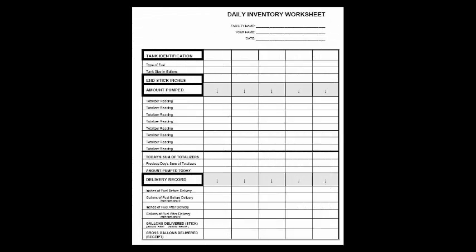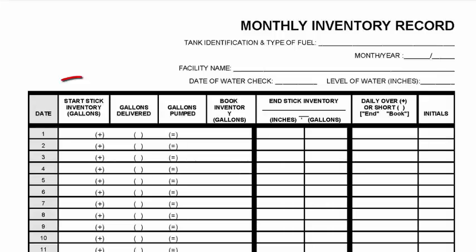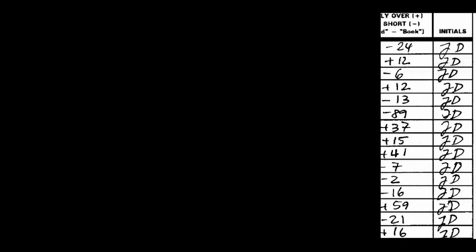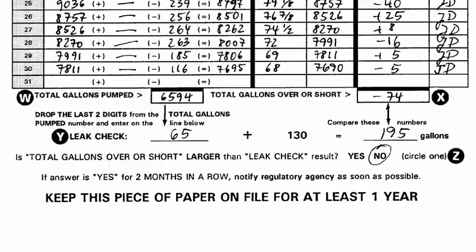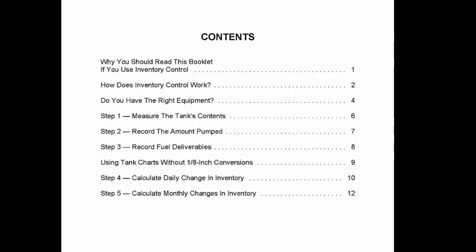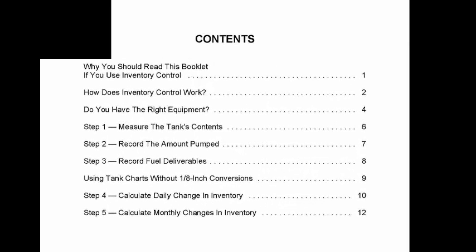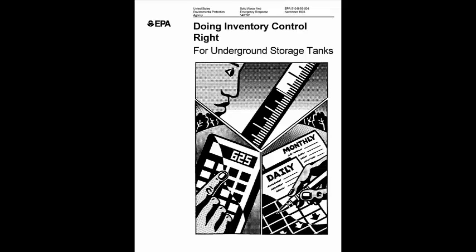With inventory control, owners or operators take daily measurements of the UST contents and deliveries. Calculations are made by using the data to find out whether the tank is leaking by comparing the stick inventory or measured inventory with book inventory, the inventory their records say they should have. Anytime the difference between these two is significantly large, it is possible the underground storage tank is releasing product or has a leak. Each of the inventory control steps must be performed consistently as specified in the US EPA Doing Inventory Control Right, November 1993 document.